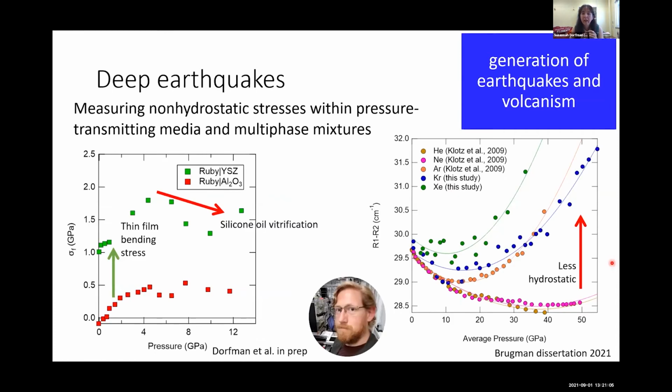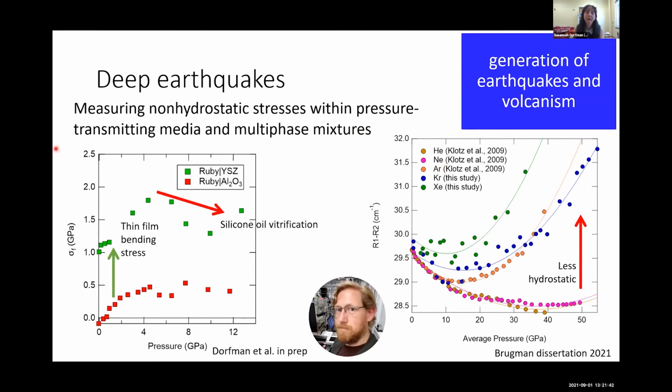So I wanted to quickly highlight my student, Ben Brugman, who graduated this spring and was working out systematically the effect of different rare gas solid pressure media on the hydrostaticity of the chamber. So in particular, he was looking at krypton and xenon. Here in the right figure, we're showing differences in the ruby lines and comparing the difference that we see in krypton and xenon to the difference that we would see in helium and neon, which are more hydrostatic.